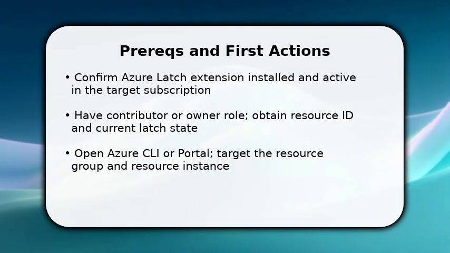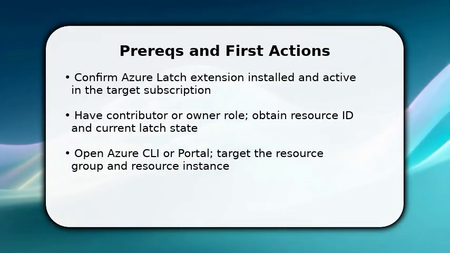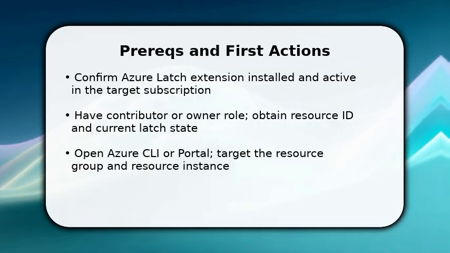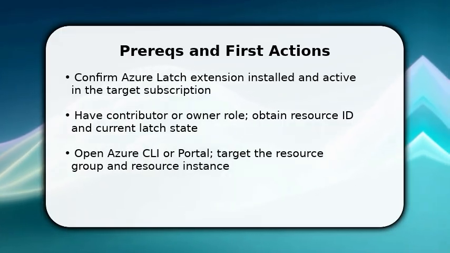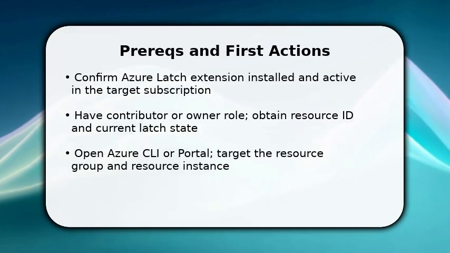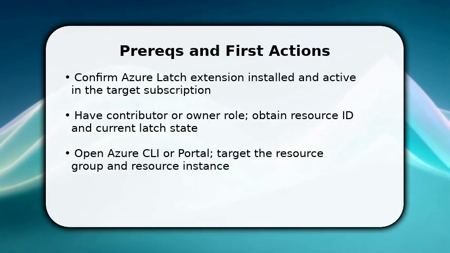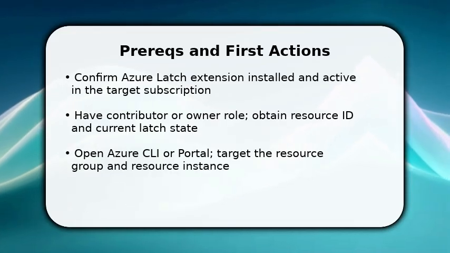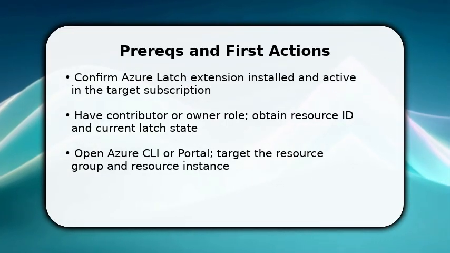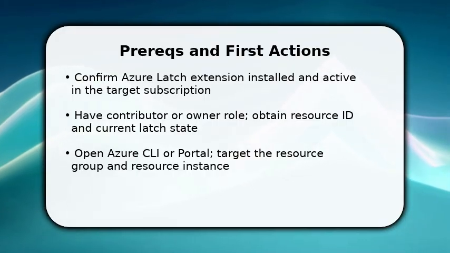You start by confirming the Azure Latch extension is installed and that you have contributor or owner rights. Once you've targeted the resource, note its resource ID and the latch state. Next, open the Azure CLI or portal and authenticate. Use the same account with the necessary scope. Now query the latch status to avoid surprises.